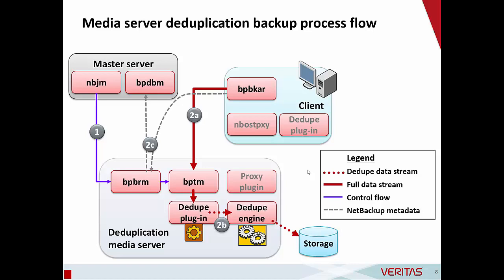And there is still, in this case, a second connection from the client. bpbkar is sending the metadata, the paths that are being protected, to the backup and restore manager on the media server. The media server is forwarding that data to the database manager on the master server. That part is no different than it would be for any other backup job. And note that the records in the image catalog are still going to have the complete list of files that are protected, even though in actuality we may only have written a small percentage of them. We're still tracking that they're all there.